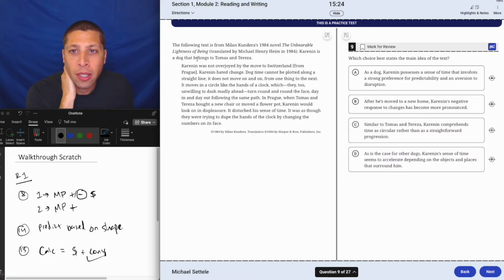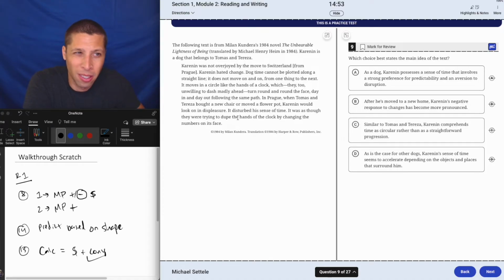Okay. Karenin is the dog that belongs to Tomas and Teresa. Karenin was not overjoyed by the move to Switzerland from Prague. Karenin hated change. Dog time cannot be plotted along a straight line. It does not move on and on from one thing to the next. It moves in a circle like the hands of a clock, which, unwilling to dash madly ahead, turn around and round the face day in and day out following the same path. In Prague, when Tomas and Teresa brought a new chair or moved a flower pot, Karenin would look on in displeasure. It disturbed his sense of time. It was as though they were trying to dupe the hands of the clock by changing the numbers on its face.